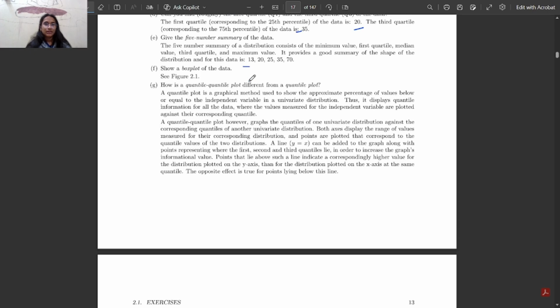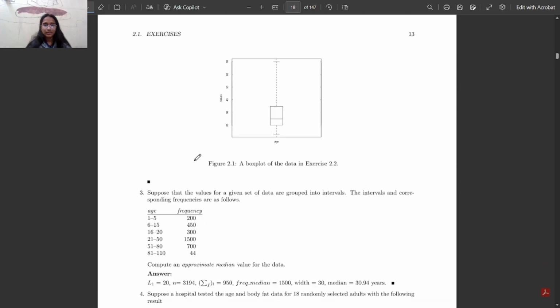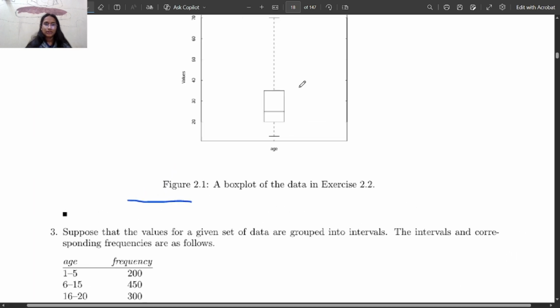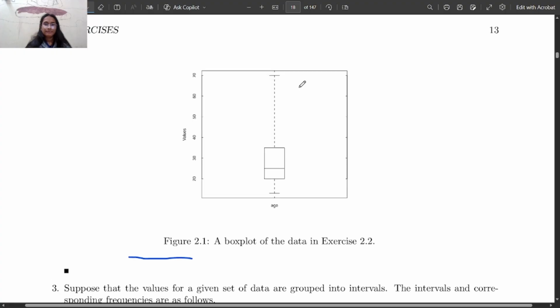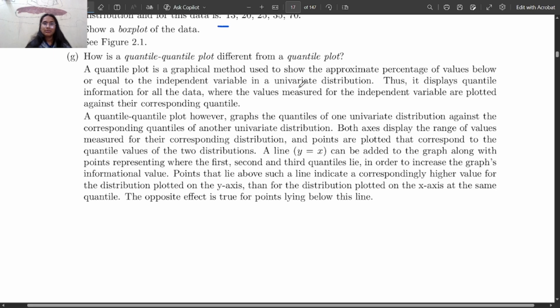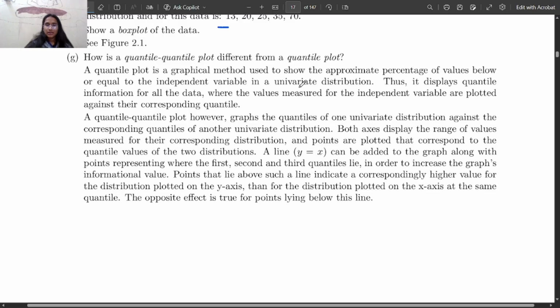Next question, show a box plot of the data. A boxplot shows the minimum, quartile 1, median, quartile 3 and maximum. Here is the box plot. You can check from here. Now last question. How is a quantile plot different from a quantile-quantile plot? The answer is written on the screen. But in short, a quantile plot compares data with itself, whereas a quantile-quantile plot compares one distribution with another distribution.